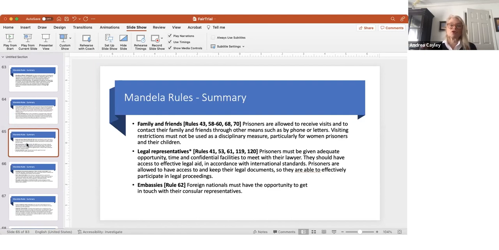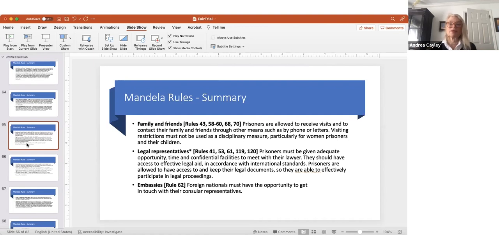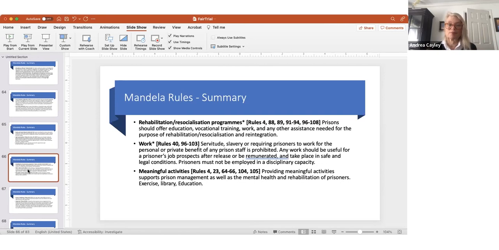Family and friends, they should have a right to receive visits and contact their friends by phone or letter. It should never be restricted as a form of discipline. Legal representative, they should have adequate opportunity, time, and confidential facilities. I think that was discussed before when we discussed the right to a lawyer, that you should have a private area that's not being recorded, that's not being watched by any guards, for a defendant to speak to his lawyer. And they should have a place that they're able to keep their legal documents. Foreign nationals have a right to get in touch with their embassies.